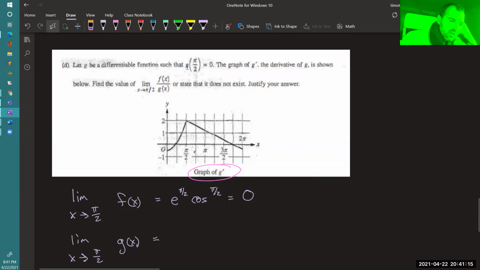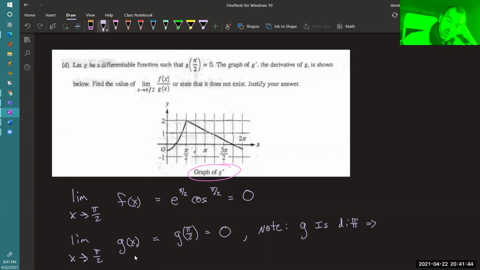Now, well, it's actually going to be g of pi over 2, which is 0. All right. Note that g is continuous. Actually, no. You want to write G is differentiable, and therefore G is continuous at x equals pi over 2.